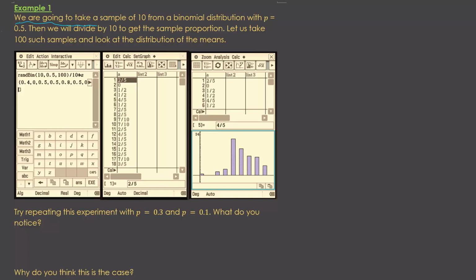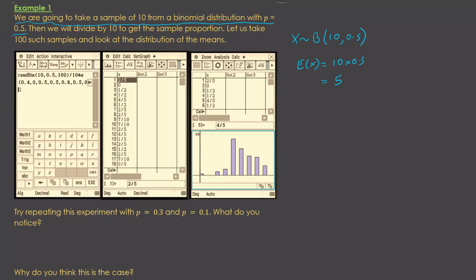We are going to take a sample of 10 from a binomial distribution with p equal to 0.5. To be clear, what we're doing is a binomial, 10 trials, probability of success 0.5. So if we looked at the expectation of x, that would be 10 times 0.5, which is 5.